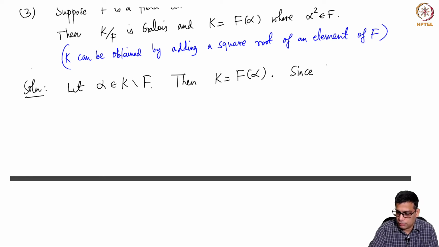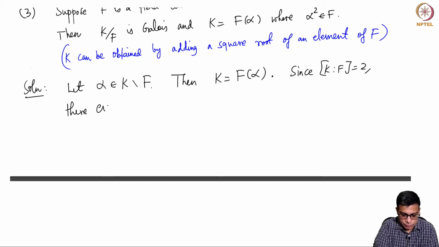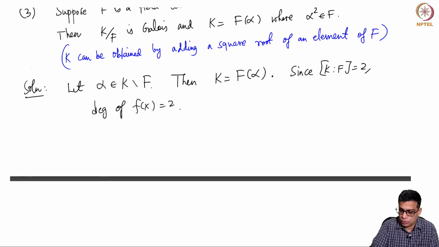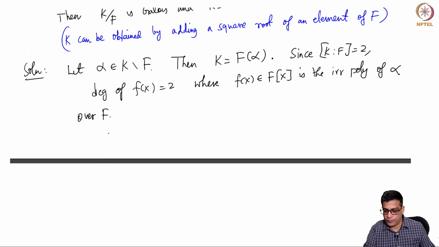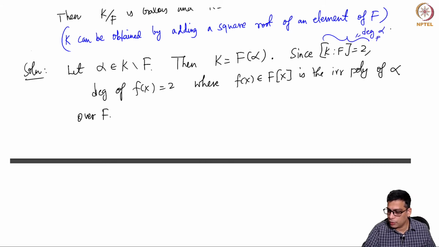So since [K:F] is 2, the degree of f(x) is 2, where f(x) in capital F[x] is the irreducible polynomial of alpha over capital F. So remember K equals F(alpha). So this implies the degree of alpha over F is 2. That means the degree of its irreducible polynomial is 2.